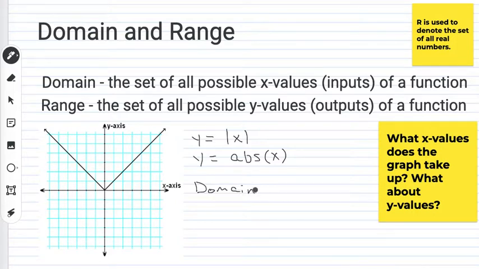So the domain is going to be the set of all x values that the function takes up. So which x values does the function take up? Well, if we look at the x-axis, it appears that the function is going to go all the way to the left and all the way to the right. So this domain is going to be all real numbers. Another way you can write that is capital R.